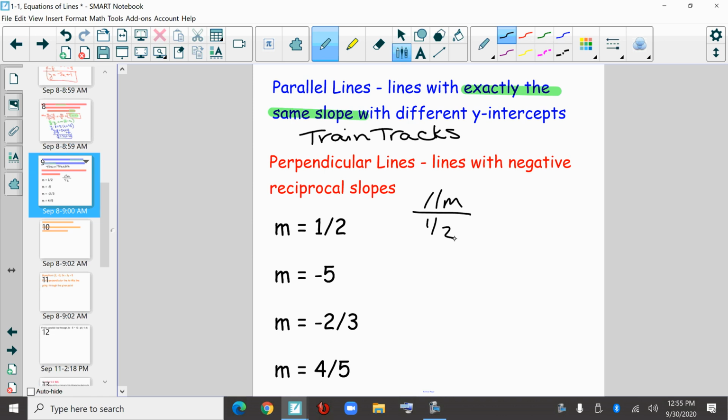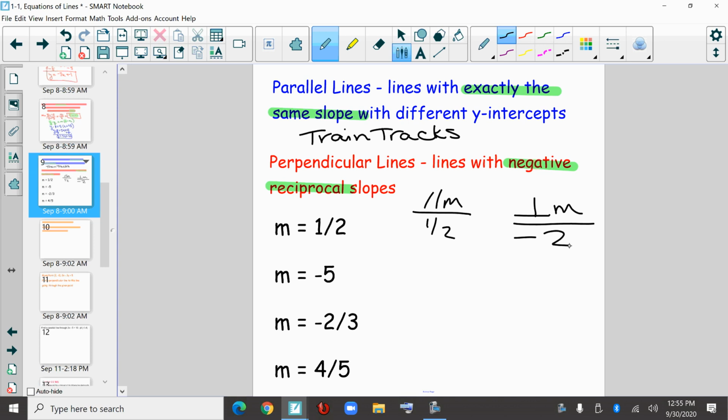Perpendicular lines, the symbol is an upside down T, are going to have the opposite or the negative reciprocal slope. So if it was positive, it's now negative. If it was negative, it's now positive. So if I want the perpendicular slope of this, it was positive, so it's now negative. The reciprocal of 1/2 is now 2. So my perpendicular slope is -2.